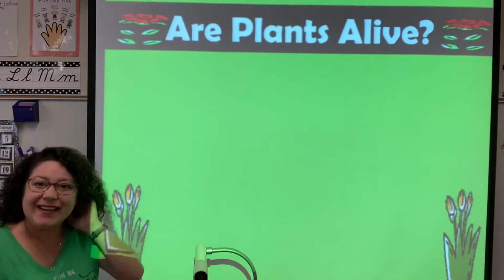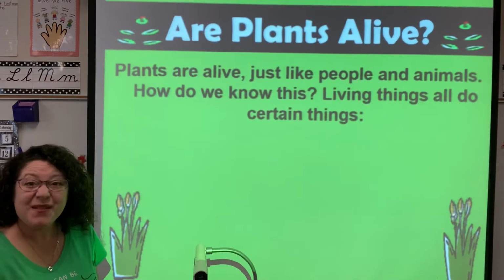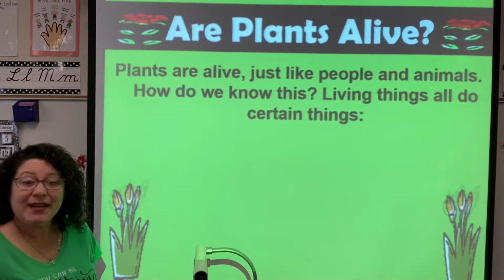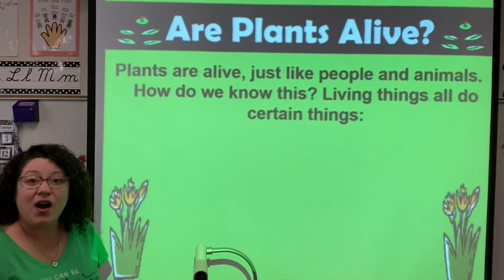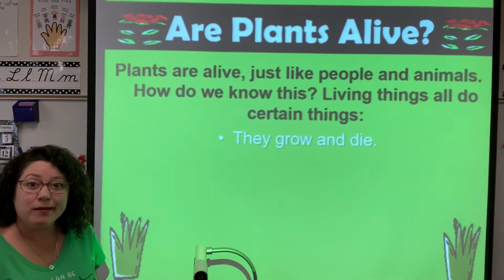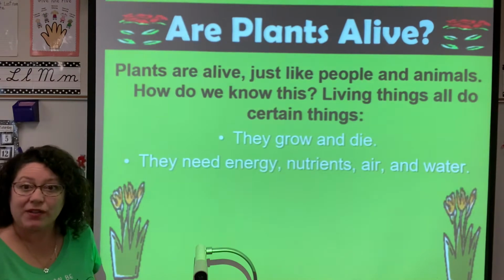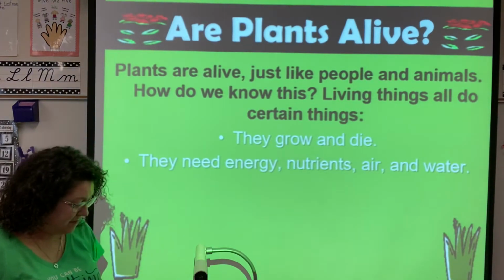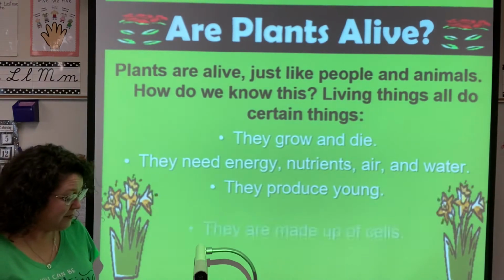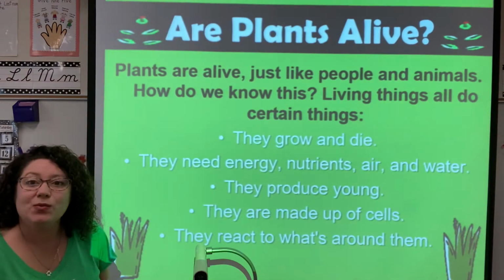So let's get started. Are plants alive? We know that from yesterday, right? Plants are alive just like people and animals. How do we know this? Living things all can do certain things, like they grow and die. They need energy, nutrients, air, and water. All living things need these to live. They produce young, so they can make more of themselves. They are made up of cells, and they react to what's around them.